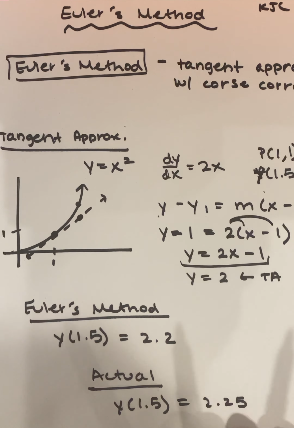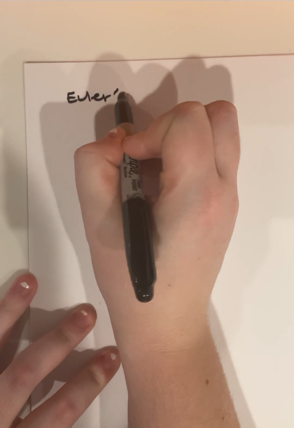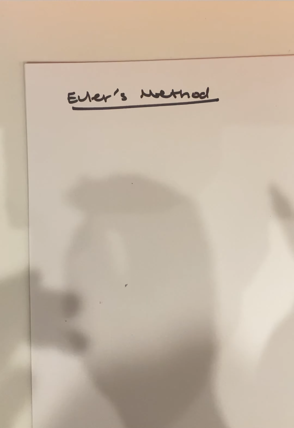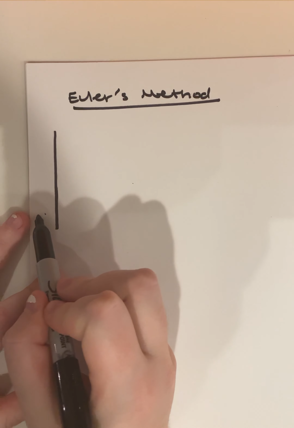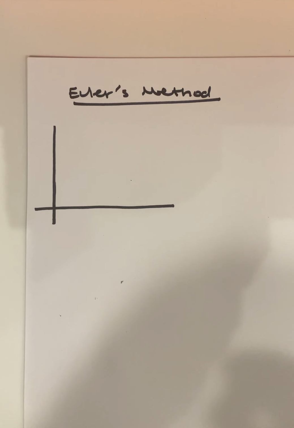So what is Euler's method? I've been talking about it. How are we actually doing this? Euler's method is, and I'll show you on a graph, using y equals x squared, how we course correct the tangent line at each point, because we are using a tangent line approximation. We're just course correcting it.